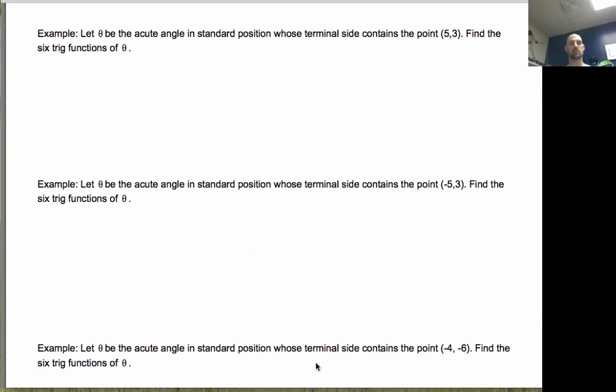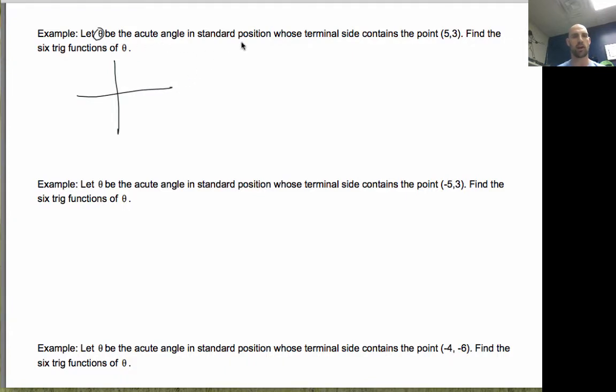All right, I'm going to do one of these, then I want you to try the next two. The next thing that we're going to do is this. So we just put some angles in standard position. We use the angles. Sometimes they're going to give us the sides, and the sides are going to look like this.